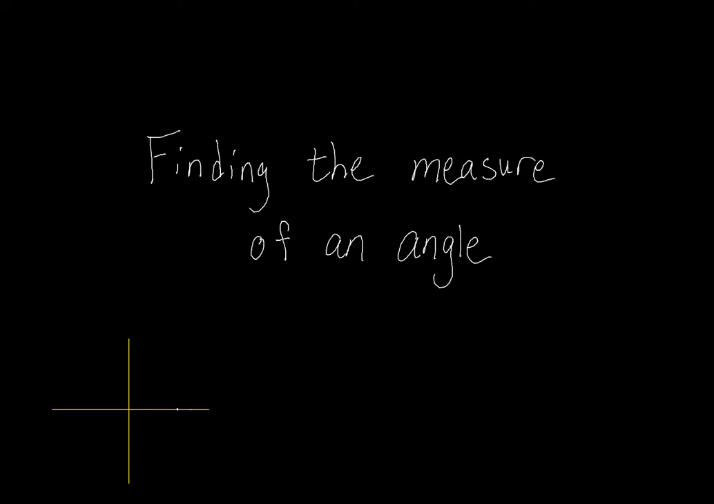Let's take a look at how to find the measure of an angle. The first thing we need to know is that there are a few conventions that we have. First of all, this positive x-axis is what we call our standard position for angles. So this is where your initial side is going to be for any angle that starts in standard position. And it makes sense because that's where it starts on our unit circle.